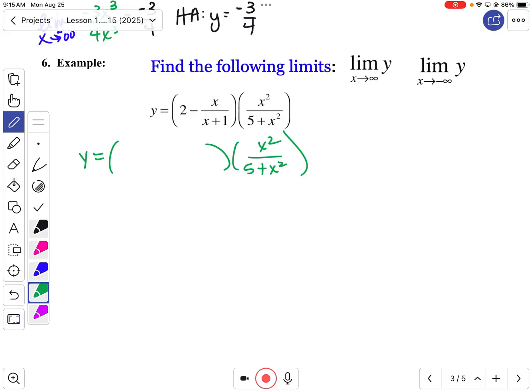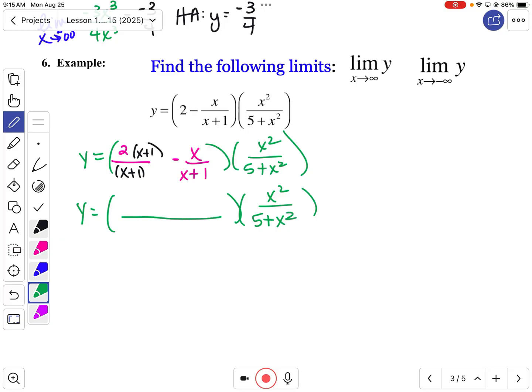But that first one is not. Okay, that first one is not. I need a common denominator. 2 has nothing, so what would its common denominator be? x plus 1. If I put it on the bottom, I got to put it on the top. Minus my x over x plus 1. I'm going to continue to simplify, leaving that second parenthesis alone. Now we're going to be able to keep a singular x plus 1 in my denominator, and on the top, I'd have 2x plus 2 minus an x.